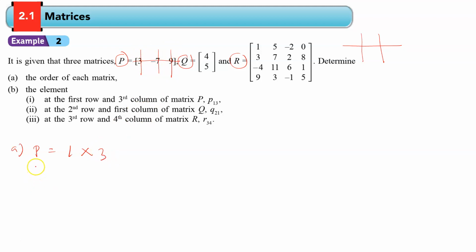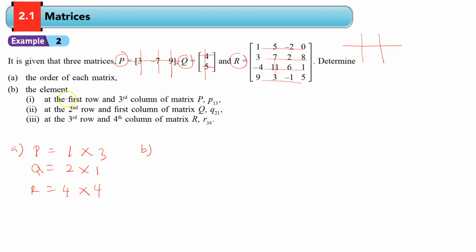So, kalau untuk Q, ni berapa row dia ada? 1, 2. So, 2. Q, 2 by ada berapa column dia? 1. 2 by 1. Untuk R, tengok row dulu kira. 1, 2, 3, 4. 4 row. 4 by ada 4 column. 1, 2, 3, 4. So, 4 by 4 matrix.